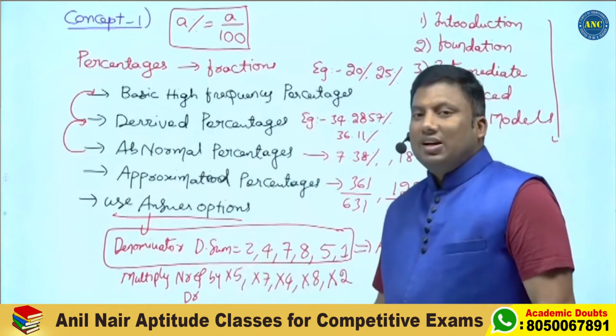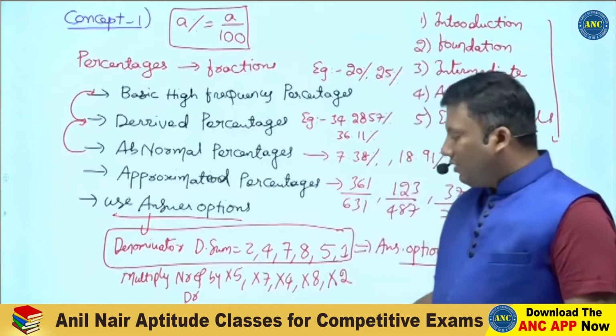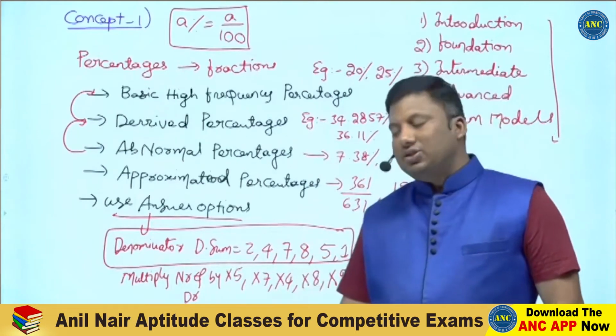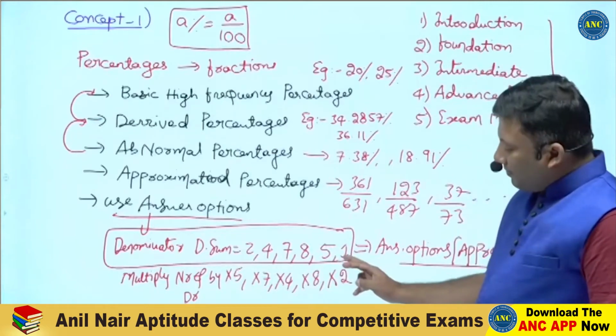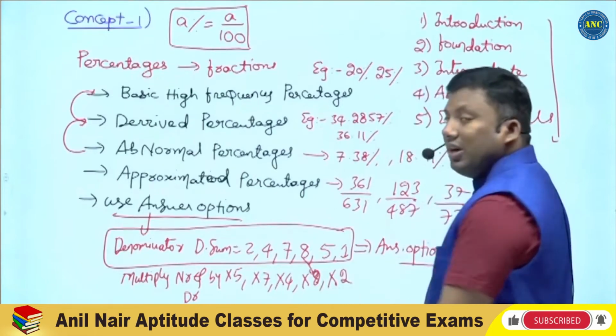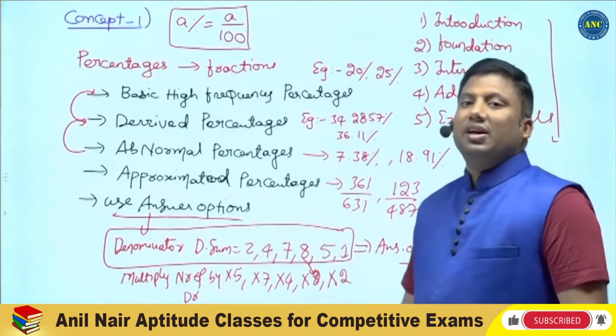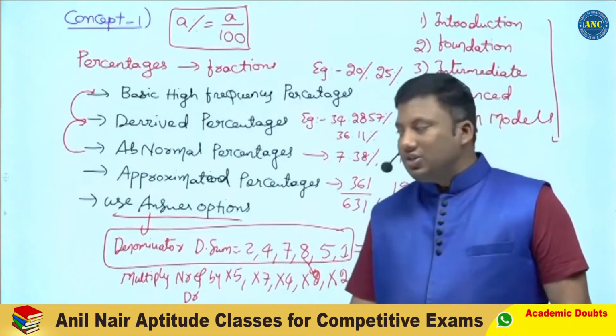2 5s are 10, digital sum 1. 4 7s are 28, digital sum 1. 7 4s are 28, 2 plus 8 is 10, digital sum 1. 8 8s are 64, digital sum 1. 5 2s are 10, digital sum is 1.